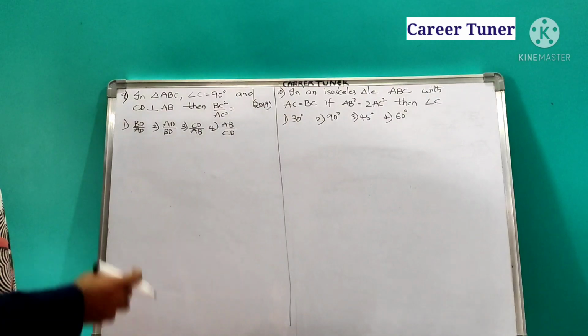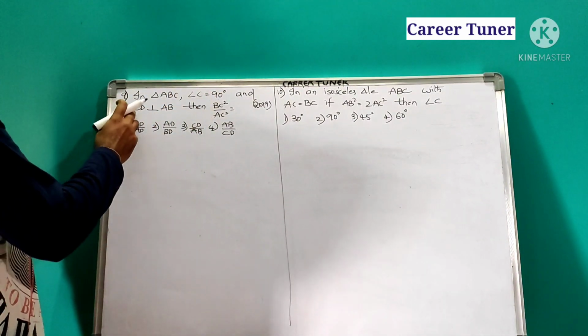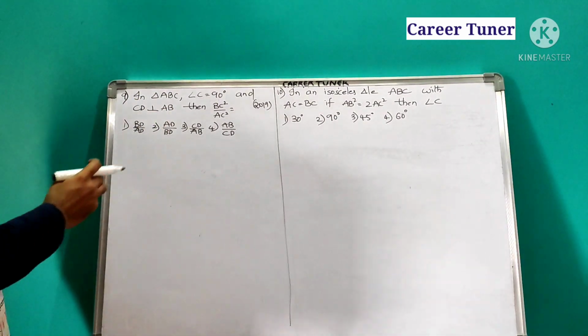Yeah, next question. Ninth one. In triangle ABC, angle C is equal to 90 degrees and CD is perpendicular to AB. Then BC square by AB square is equal to what?